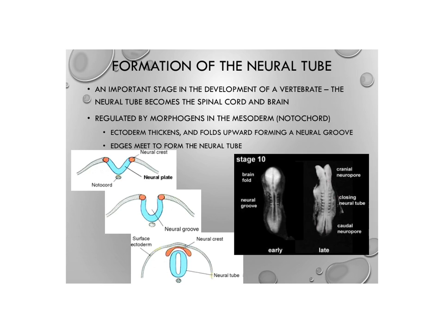If the bottom part of the tube, the caudal end, that's the tail end, doesn't close properly, then when the baby's born, it has a disorder called spina bifida. You may have heard of spina bifida. It's really difficult for families and children that have that disorder, but it's caused by not completely closing the tail end of the neural tube.